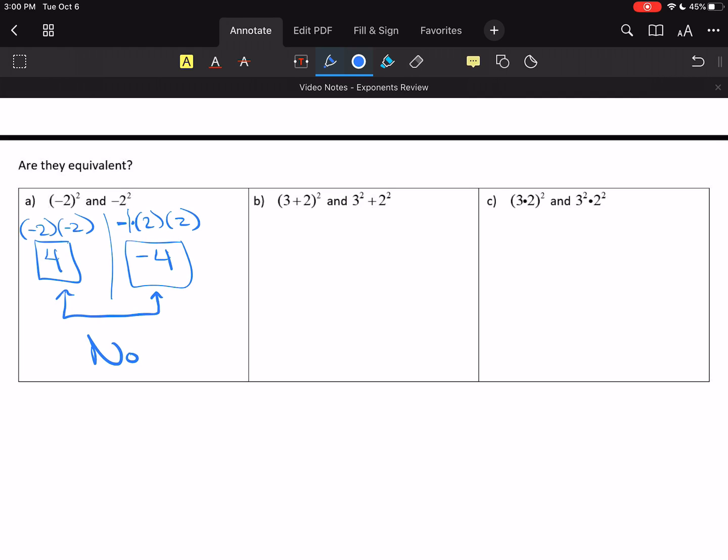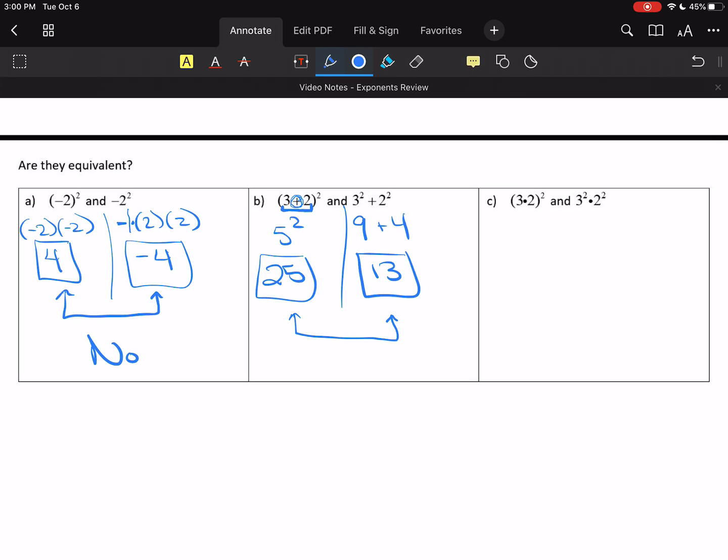B, so this kind of looks at why we can't distribute when we have a plus or a minus sign when we're dealing with exponents. So if I think about order of operations, I would do 3 plus 2 first, right, PEMDAS. So that would be 5 squared, which gives me 25. Over here, 3 squared would be 9, 2 squared would be 4, which would give me 13. So again, not equivalent. So that's why I can't distribute the 2 when there's a plus or a minus sign there.